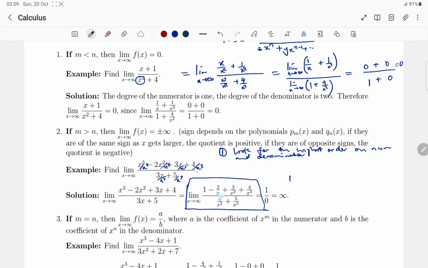This one will give us 2 over x. If we take our limit, it will give us 0. 3 over x squared will give us 3 over infinity, which is equal to 0. And 4 over x squared will just give us 0 all over. 3 over x squared is a 0. And 5 over x to the power of 3, it's a 0 again. So we are just getting 1 over 0, which is equal to infinity.